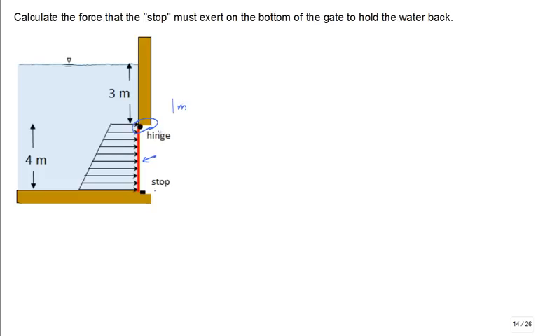Just everything per meter. So what we do is we think, okay, well, it's 3 meters down to the top where the hinge is, and then the gate's 4 meters. What's the total depth of the water? 7 meters. True? And what I want to do is I want to calculate first the magnitude of the resultant force, F of R.